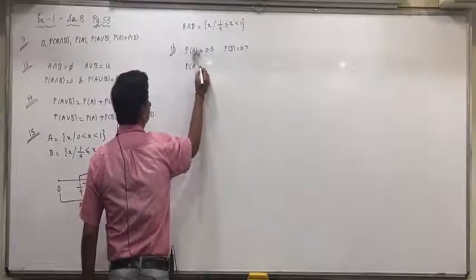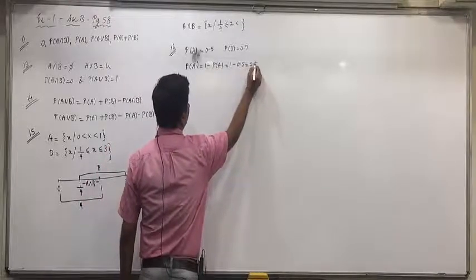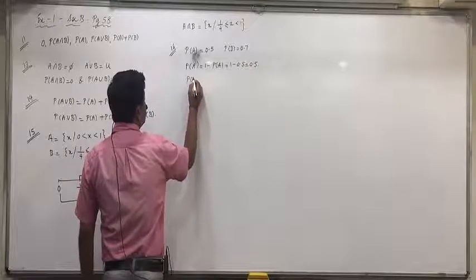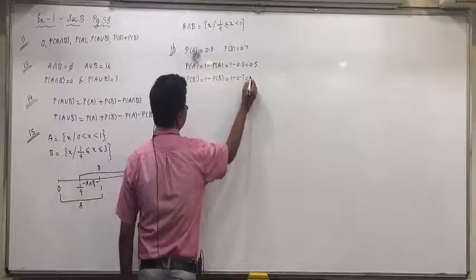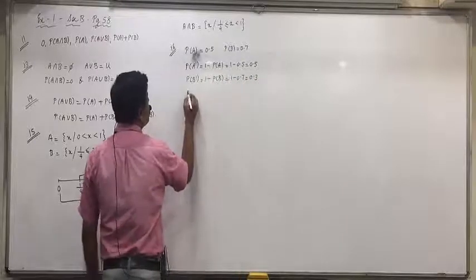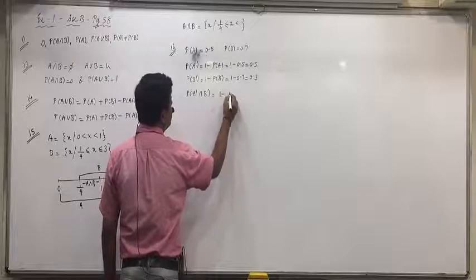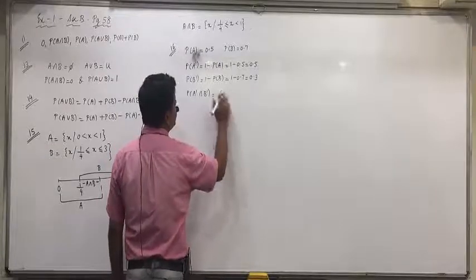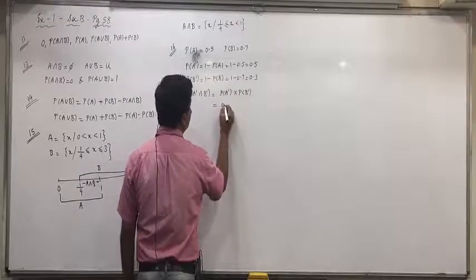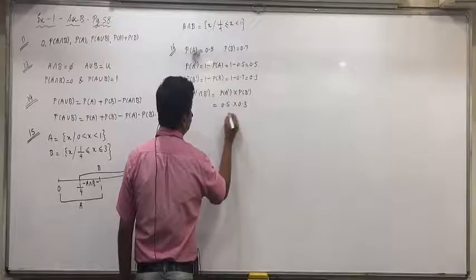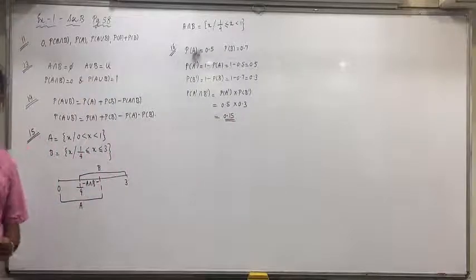P(A') will be 1 minus P(A), 1 minus 0.5, 0.5. P(B') will be 1 minus P(B), 1 minus 0.7, 0.3. So P(A' intersection B') will be equal to P(A') into P(B'), that is 0.5 into 0.3, 0.15. Did you understand this portion, everyone?